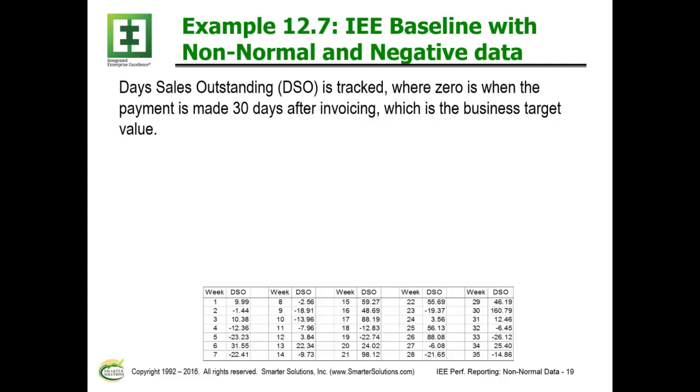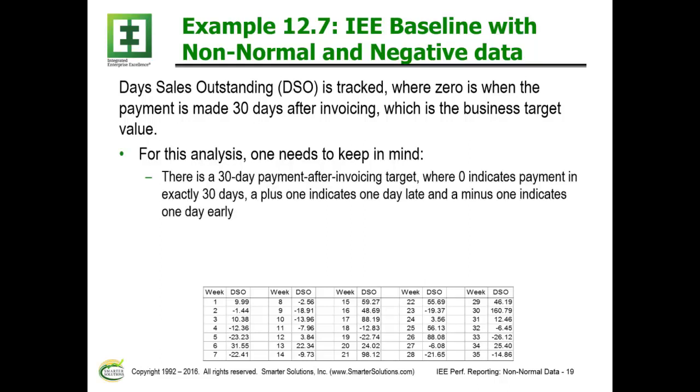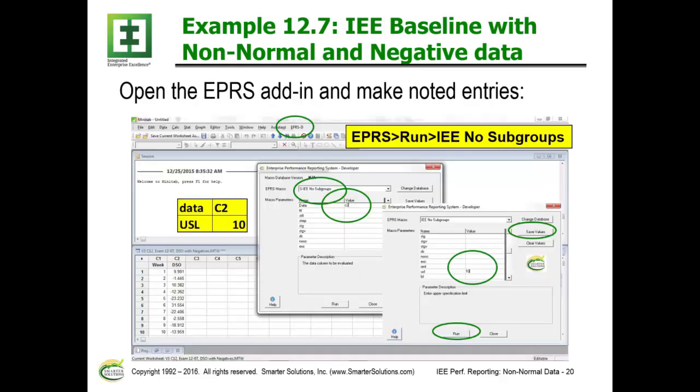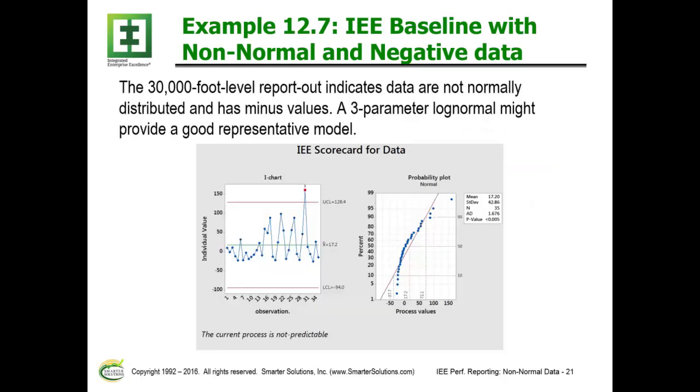Here's another situation looking at day sales outstanding. It's got a target value. So this is how the data looks relative to our target value. There's a natural boundary. So pull up this data set and follow along with me. So if we did this, then we get a plot that looks like this.